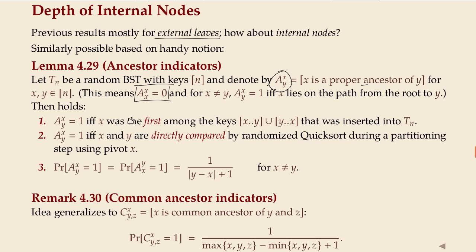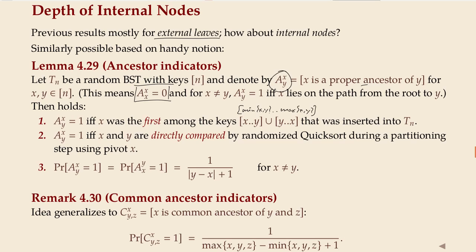And then we have 2 other interpretations of this statement and the result on the distribution. So the first says x is above y in the tree exactly when among these sets of keys x was the first that was inserted into the binary search tree. So why this strange notation? Just because I want to allow x less than y and y less than x either way. So this union is always just min(x,y) up to max(x,y). Maybe it's silly to write it like this. So that's the first statement.